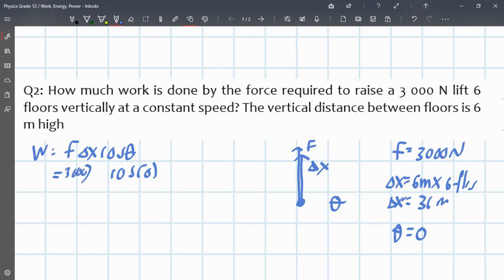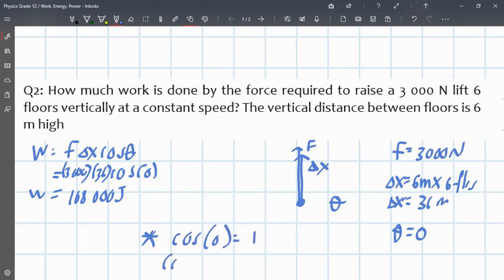So if we substitute values in here and plug it into our calculator, we get that the work done is actually 108,000 joules. Just remember, very importantly, that cos of 0 is equal to 1, and cos of 90 degrees is equal to 0.